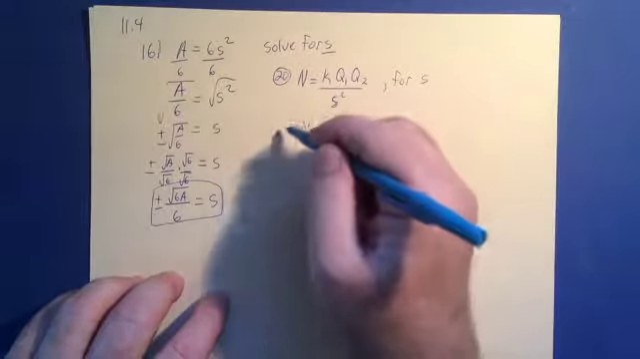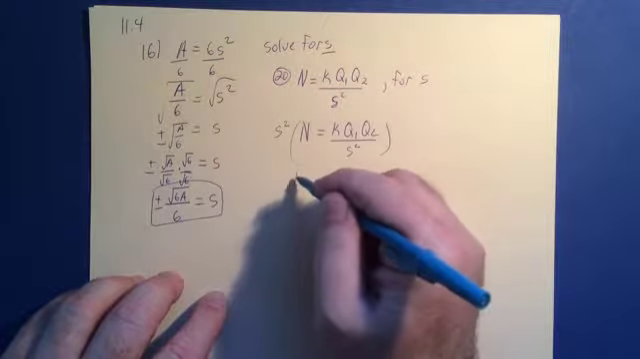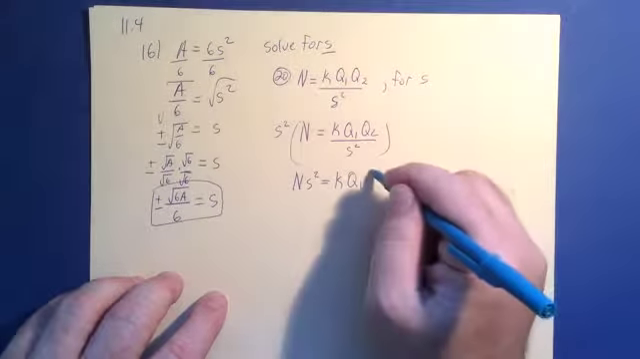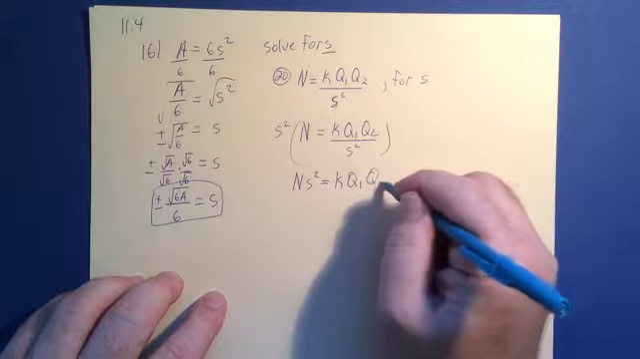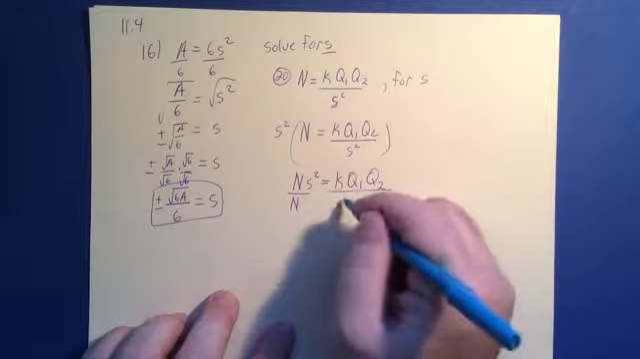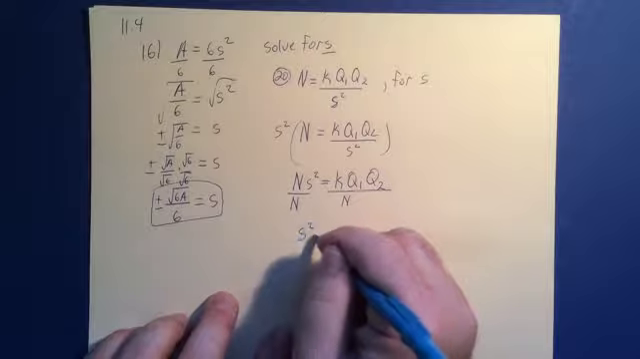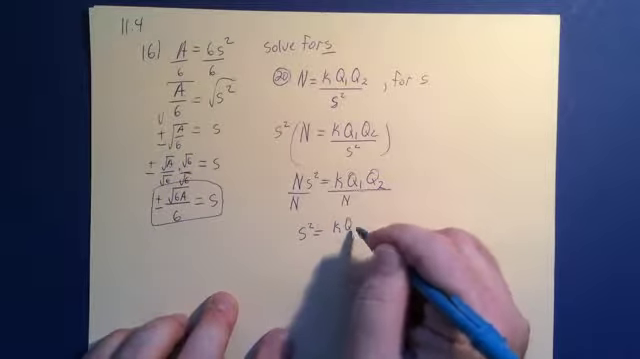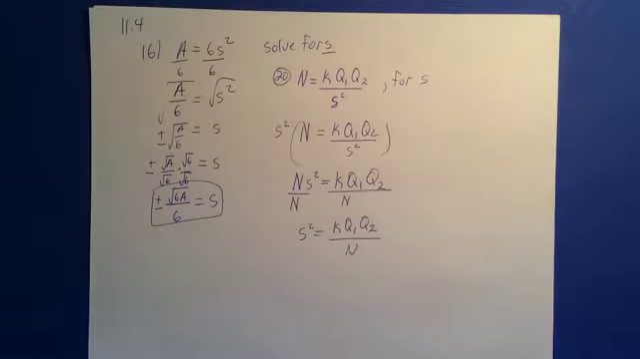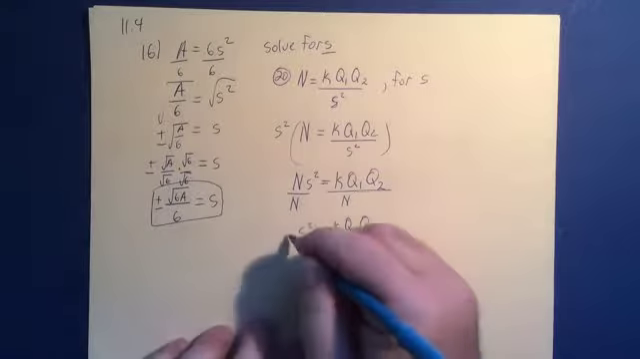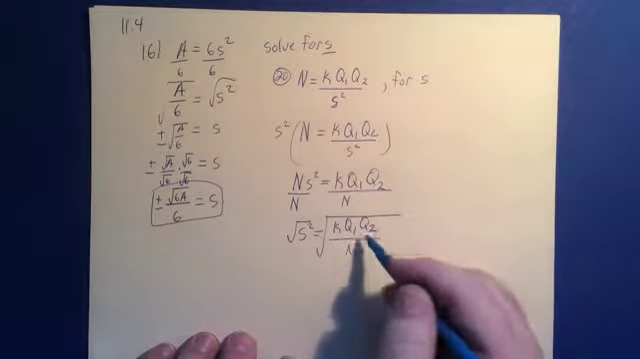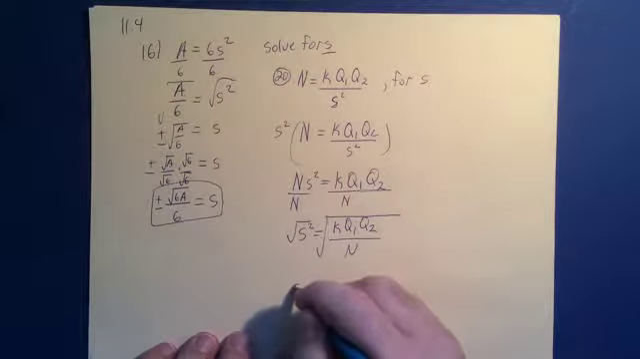I'm going to multiply everything through by s squared. So this is going to give me N s squared equals k times q sub 1 times q sub 2. I'm going to go ahead and divide everything through by N now. So it's going to be s squared is going to equal k q sub 1 q sub 2 over N. The next thing I'm going to go ahead and do is take the square root of both sides again. And when I do this now, I'm going to take the step and then write each one in its separate square root.